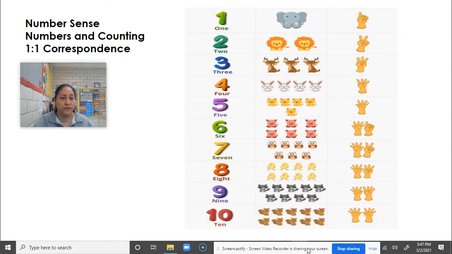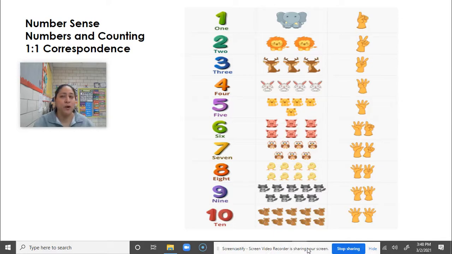All of this week, remember, we're going to be reviewing our numbers. So we're going to be reviewing identifying the numbers 1 through 10, but also counting objects from 1 to 10. So why is it so important to know or identify our numbers and count items?